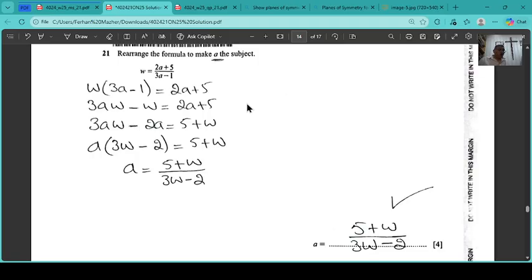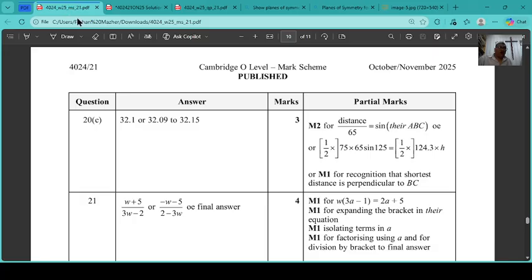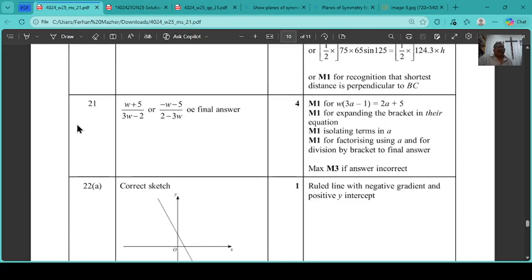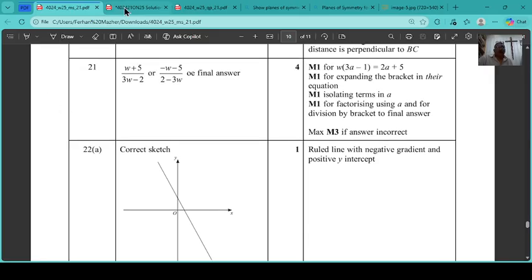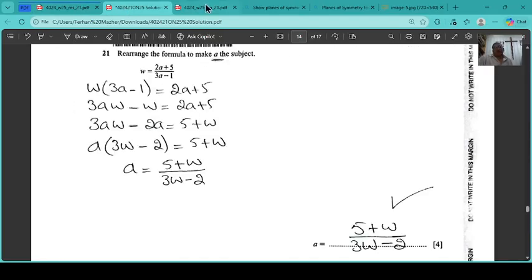The only problem was it's a 4 mark question. The a was present in two places. Okay, so let me show you the answer. Question number 21, the answer is showing up on your screen. This is how this is done.